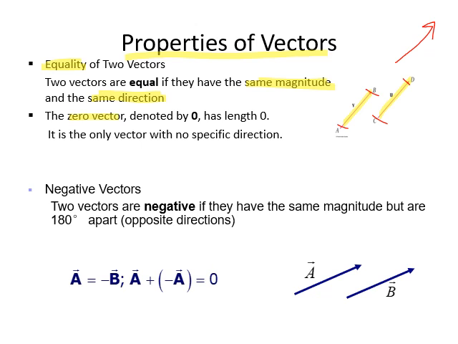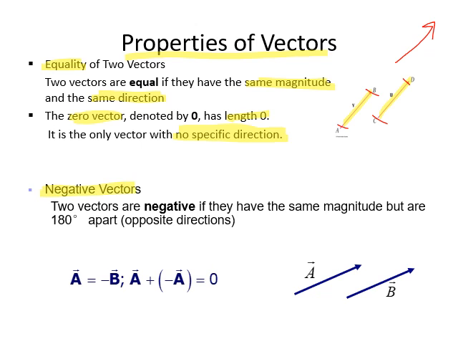Next is the zero vector. The zero vector is denoted by bold 0 and has length 0, and there is no specific direction with it. So it's just a zero vector when there is no magnitude and no direction.